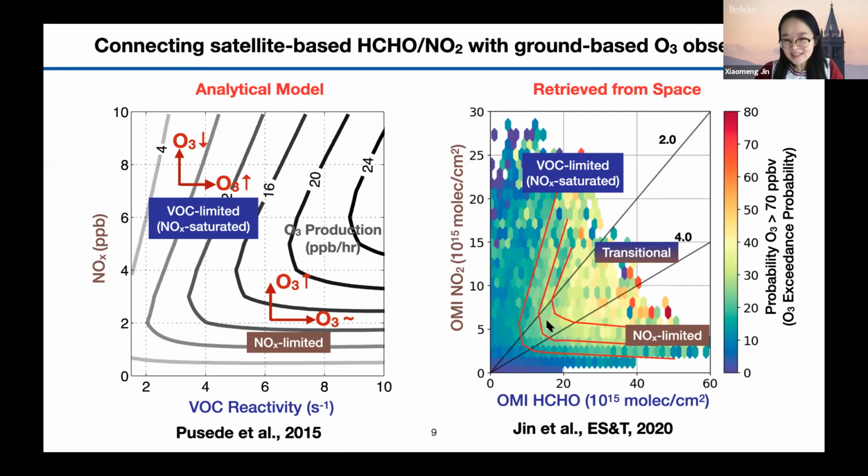We can also see that there is no single threshold to separate these two regimes, which is likely to occur between 2 and 4. And we also find that there are some variations among different cities and different seasons. So in any case, we call these regions the transitional regimes, which is where we find the highest ozone exceedance probability, which means that the ozone production is most efficient in the transitional regime.